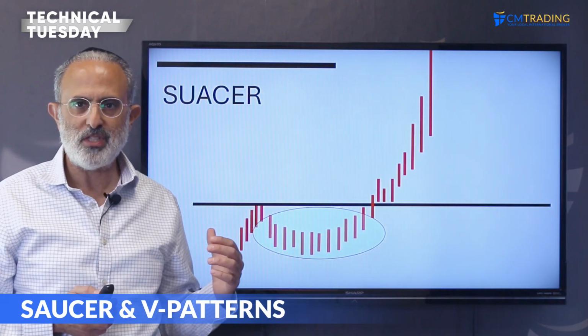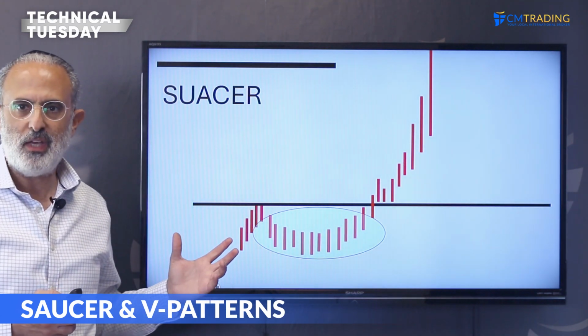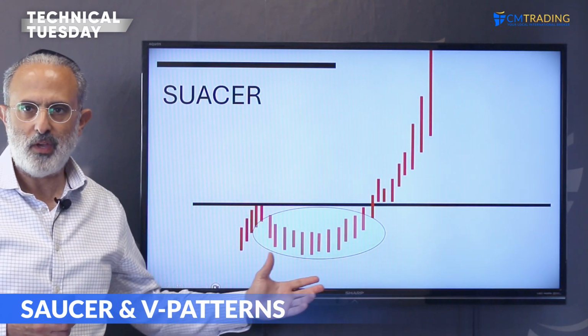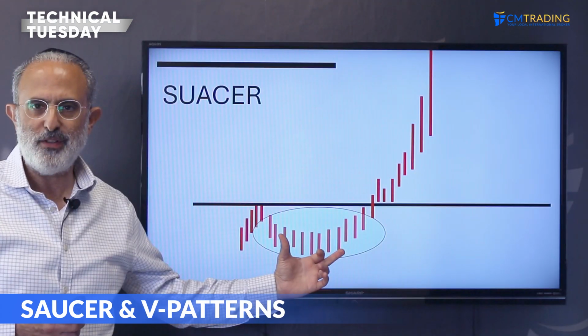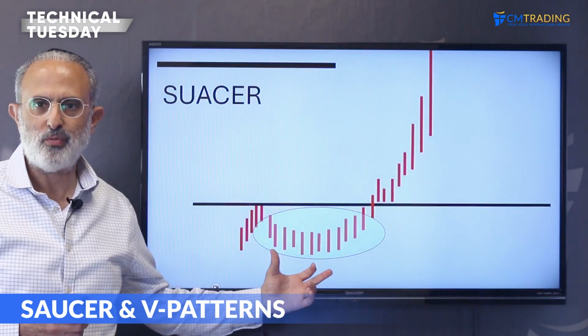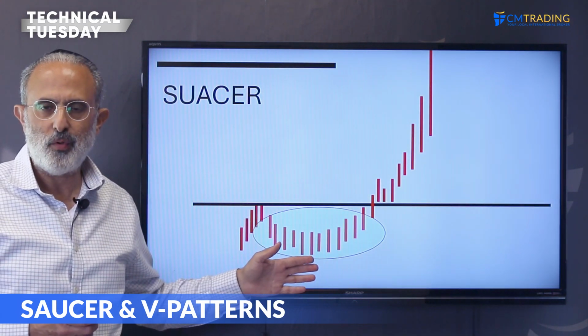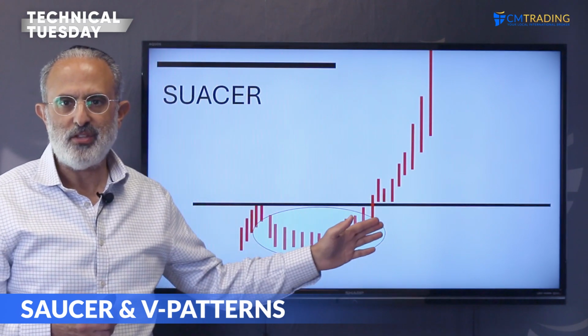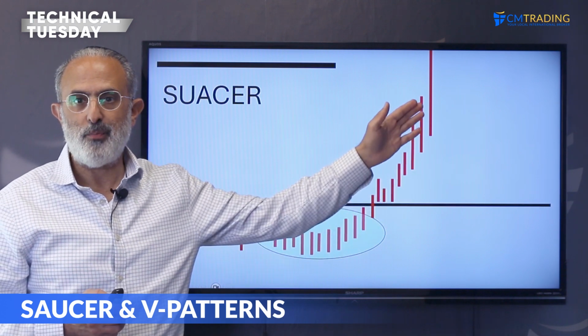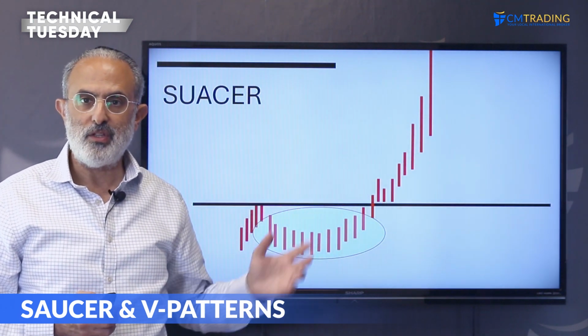All right, so let's break it down and see what they look like. This is a saucer. It's usually at a bottom, and this part is what we call the saucer. It's really the part that's consolidating. It edges down, and then it has an extreme breakout. And once that breakout is confirmed, it continues.